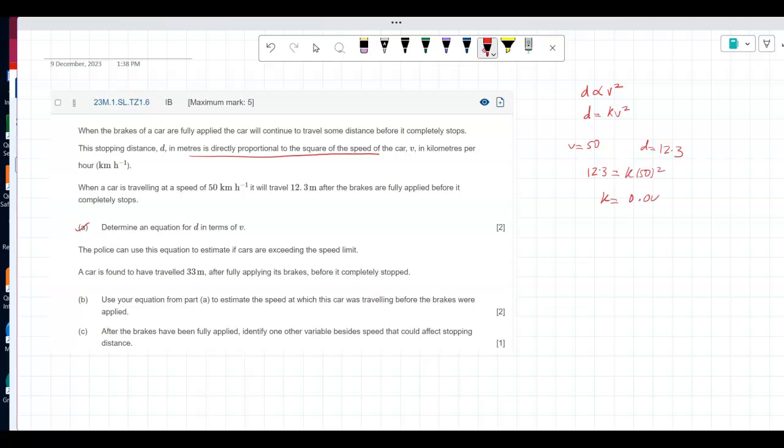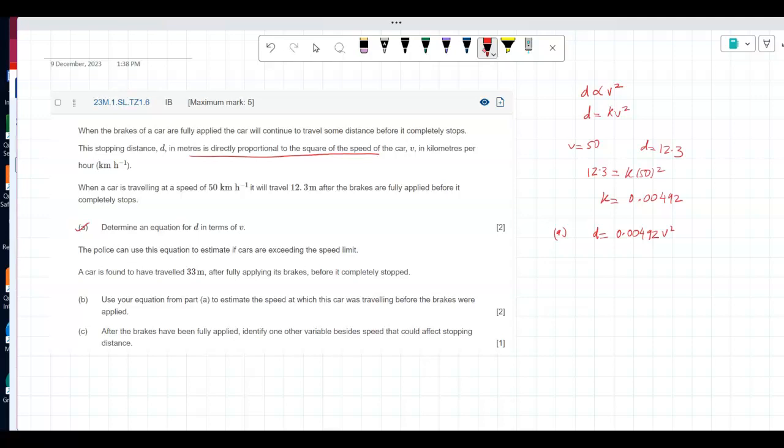That's 0.00492. So that means that for part A, d is equal to 0.00492 v squared. So that's your value of d in terms of v. The police can use this equation to estimate if cars are exceeding the speed limit.